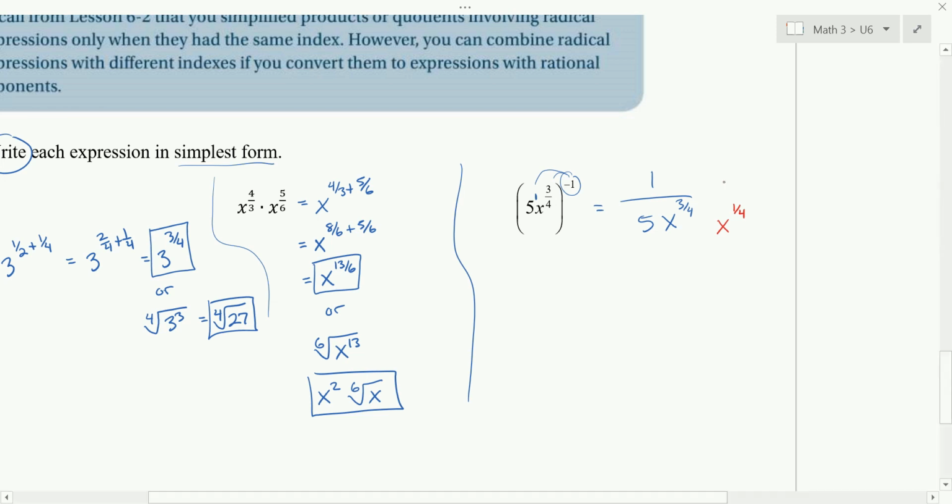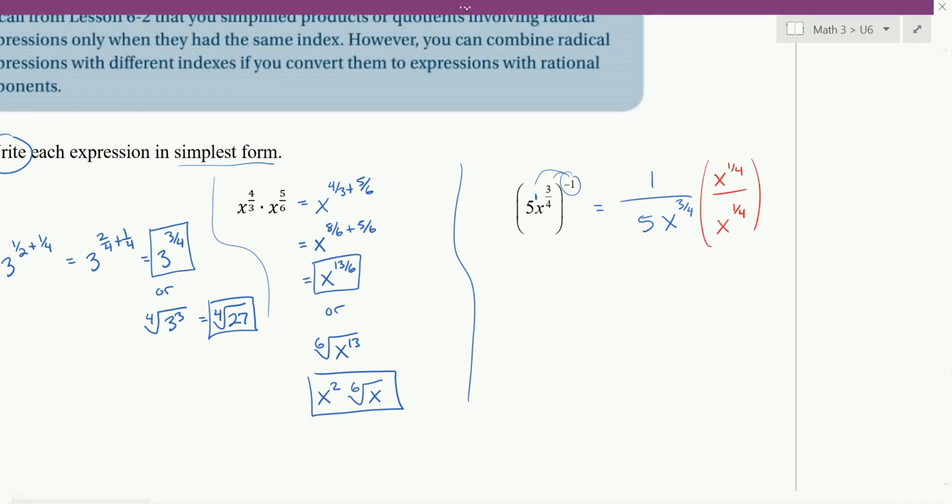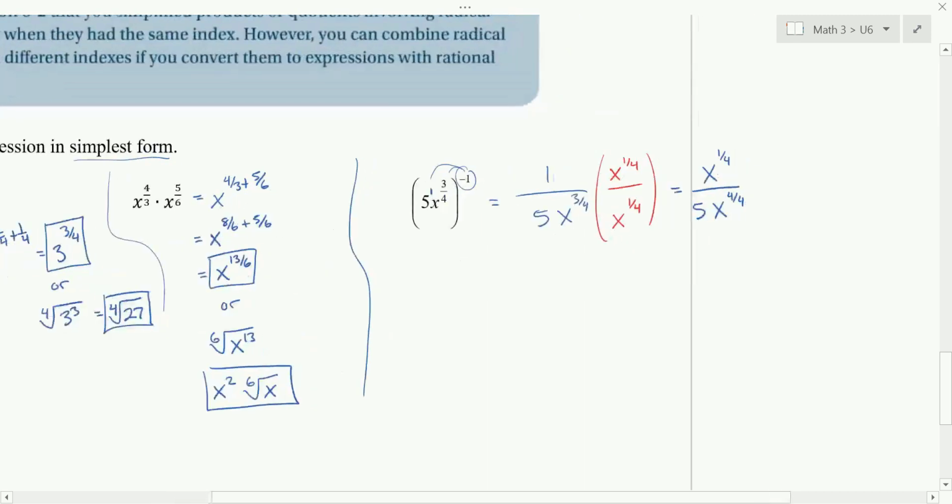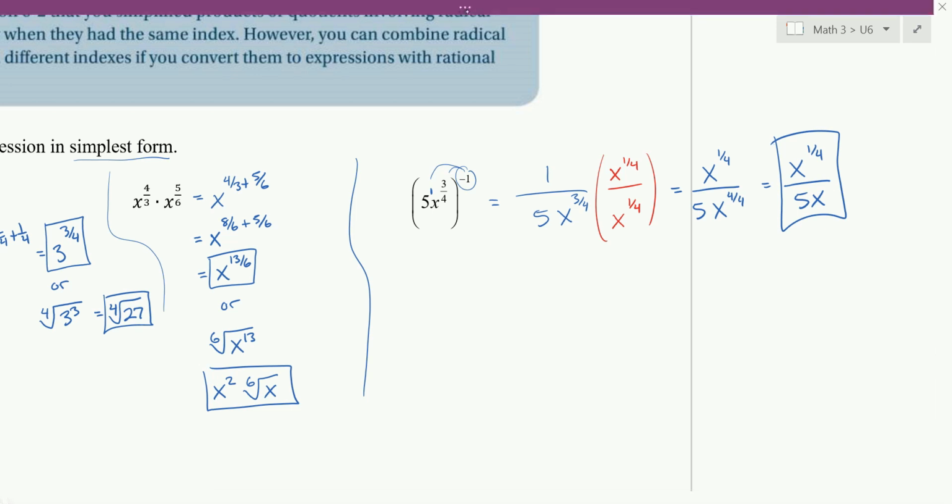But I have to multiply this fraction by 1, so I'm going to multiply by x to the 1/4 over x to the 1/4. And I end up with x to the 1/4 over 5 times x to the 4/4. But we can get rid of that fraction. And x to the 1/4 over 5 times x. So that's how you can handle it without even going back to radical form.